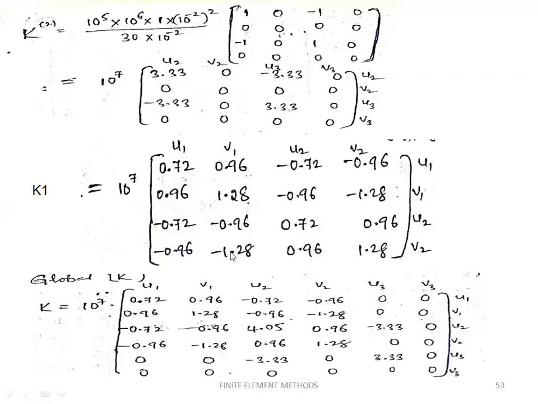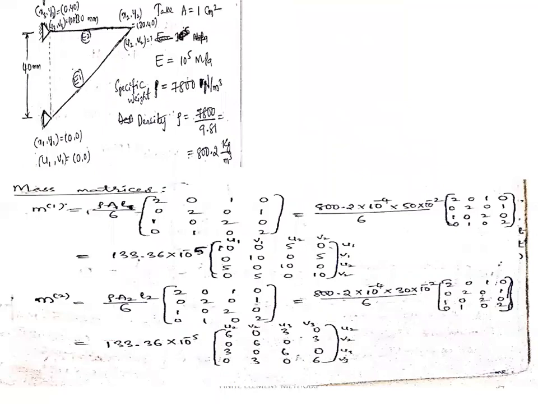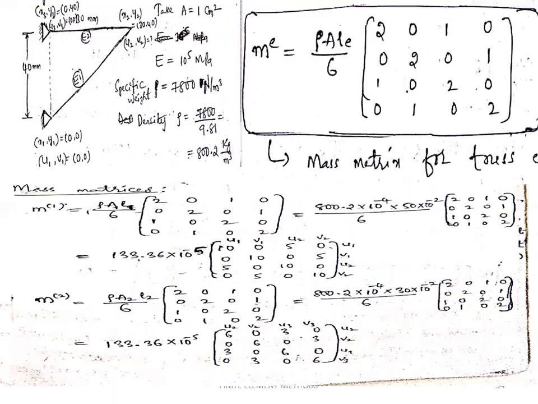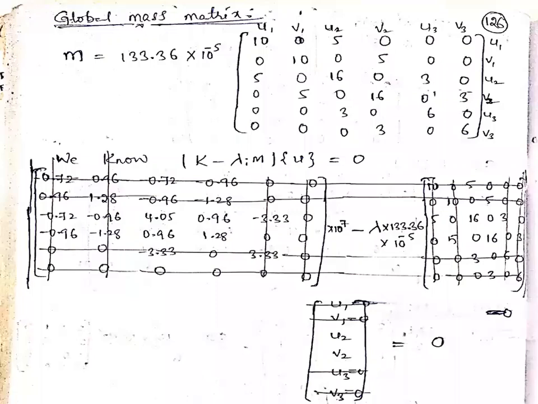So once you know the global stiffness matrix, now we need to focus on the global mass matrix. Why are we going to consider the global mass matrix? Because we know that the governing equation for free vibration undamped problems would be (K minus lambda M) into U equal to 0. So this is the governing equation for solving the dynamic analysis problem.